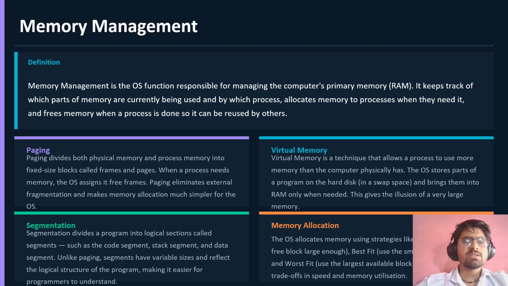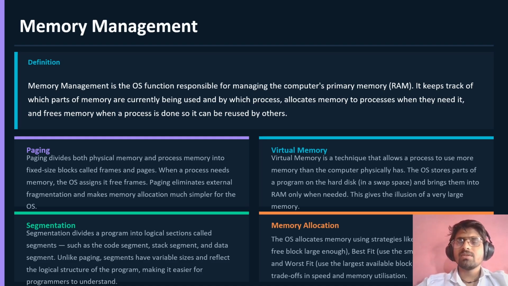Segmentation. Segmentation divides a program into logical sections called segments, such as the code segment, stack segment, and data segment. Unlike paging, segments have variable size and reflect the logical structure of the program, making it easier for programmers to understand.